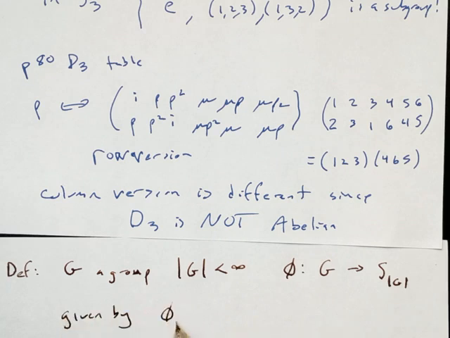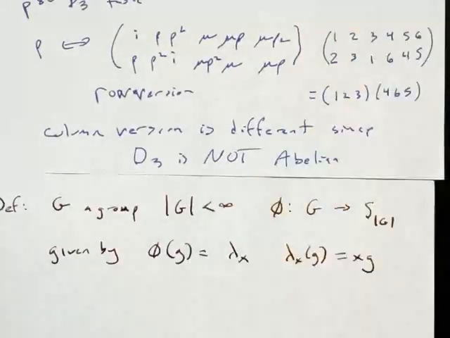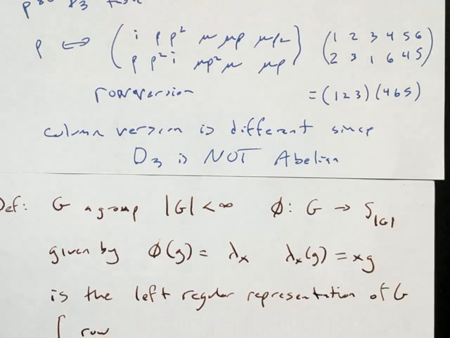Given by phi of G equals lambda sub x. Lambda sub x of a group element puts x on the left of G. This is the left regular representation of G. Row version. This is the way we created the permutations we were doing.